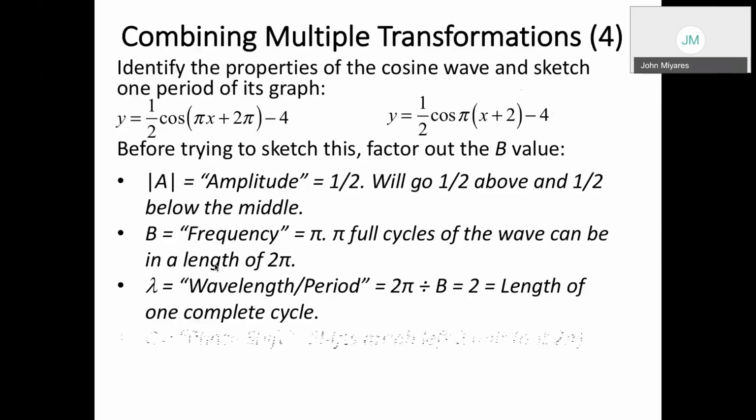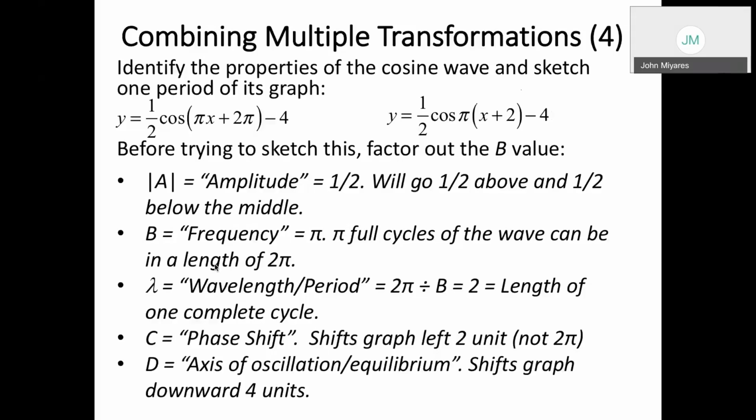The phase shift is going to be 2 units to the left. Again, not 2 pi units, 2 units. And the axis of oscillation is going to be at y equals -4, meaning the graph will be shifted downward 4 units from the y-axis.